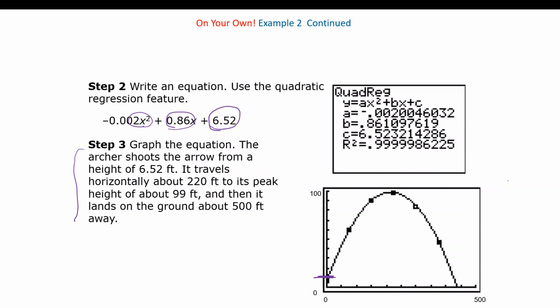It travels horizontally about 220 feet to its peak. So about here, all right, if this is 500, this is close to 220 feet to its peak. Height of about 99 feet. So here's our 99 feet. And then it lands on the ground about 500 feet away. Now notice 500 is here. It's not exactly 500. You don't have to have exact terms, but you need to be close to giving a good description of about what happened.